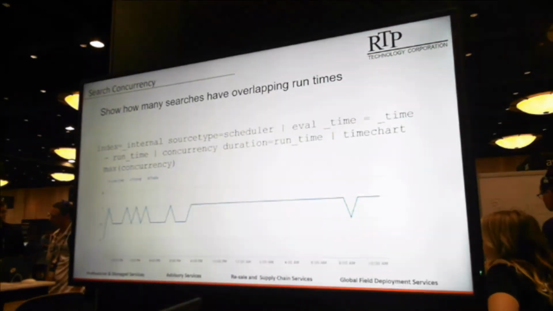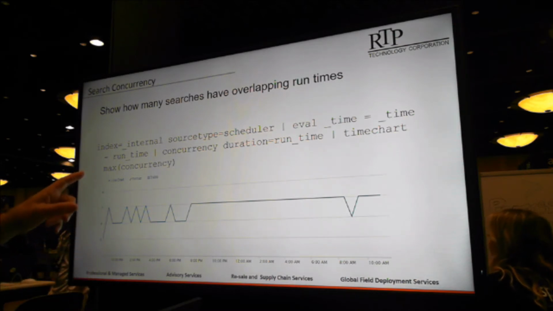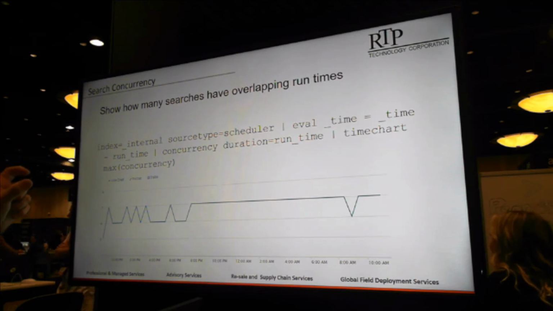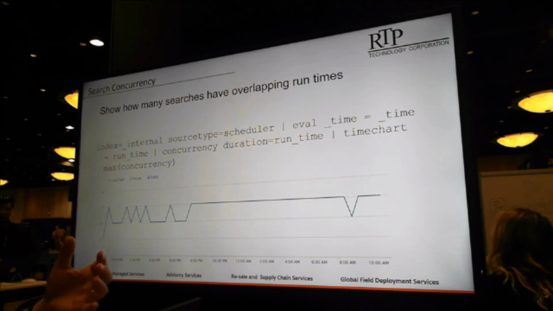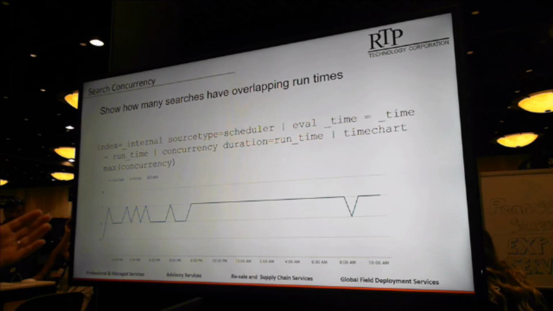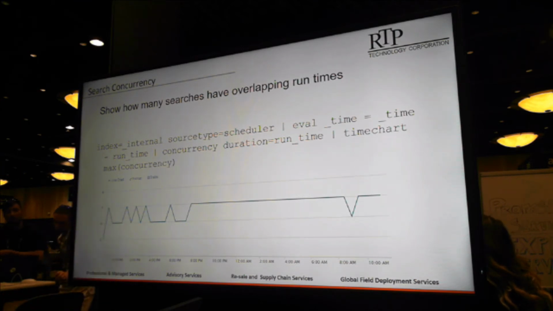To do that, we look at the scheduler source type within _internal. Look at time and compare that to runtime to get how long a search ran, and use the concurrency command to find out how many searches actually ran at about the same time. And that gives us a graph like this where we see quite a few searches are running. Most of the time it's 6 or 7 or so running at about the same time. On a Splunk server running the recommended hardware, that shouldn't be a problem because you'll have at least 12 CPUs and not be competing for resources.